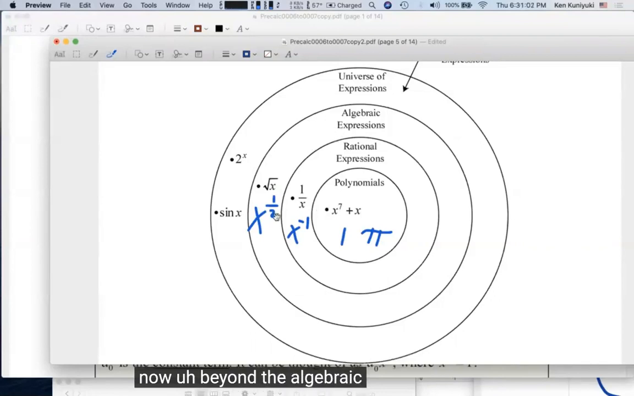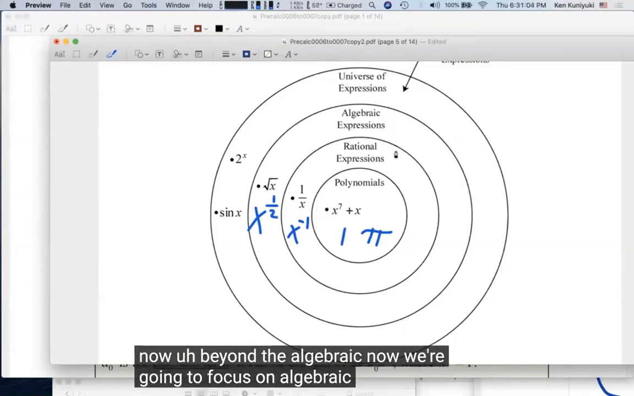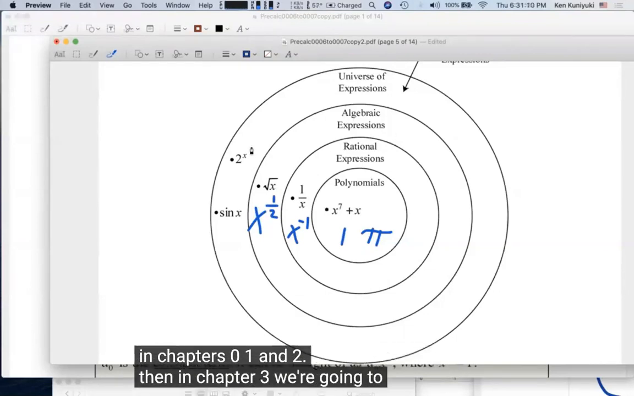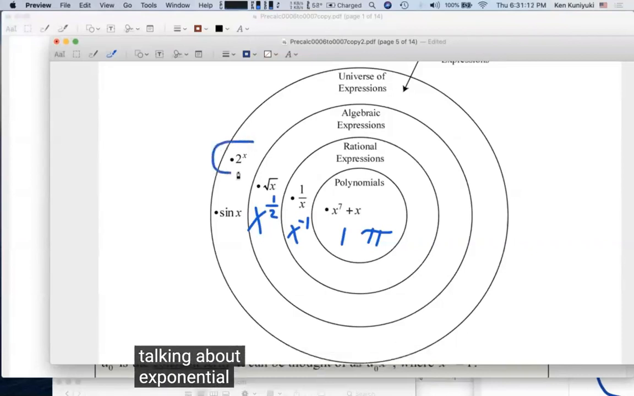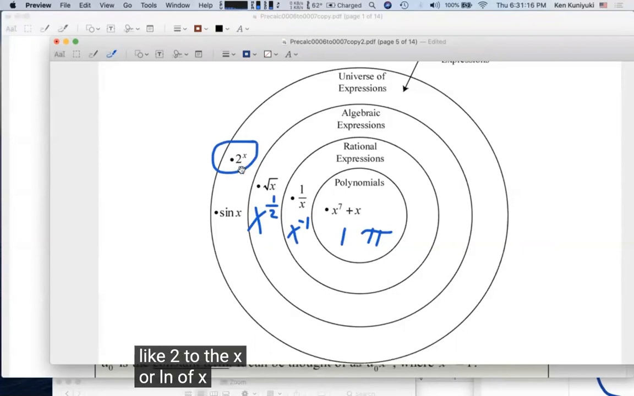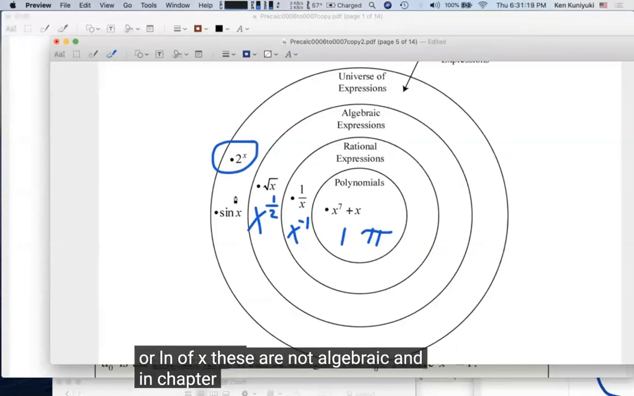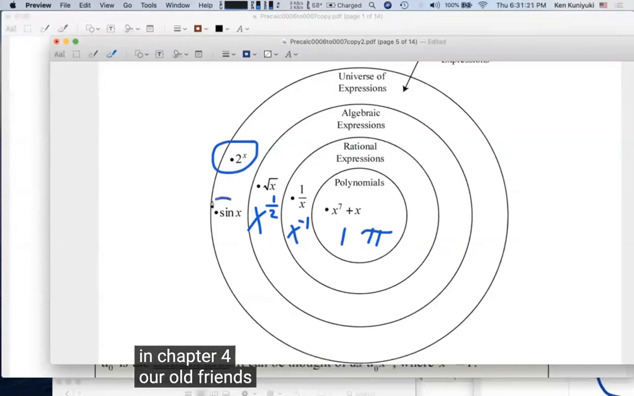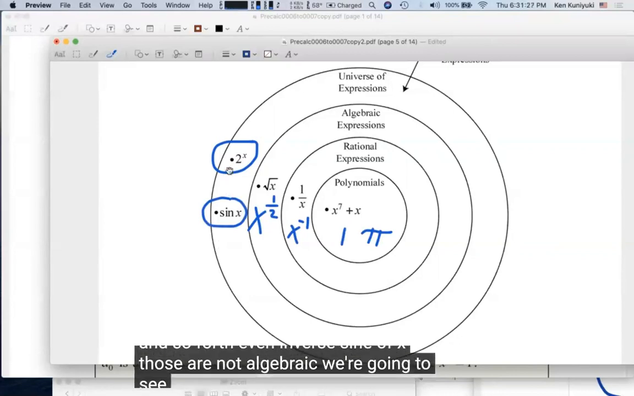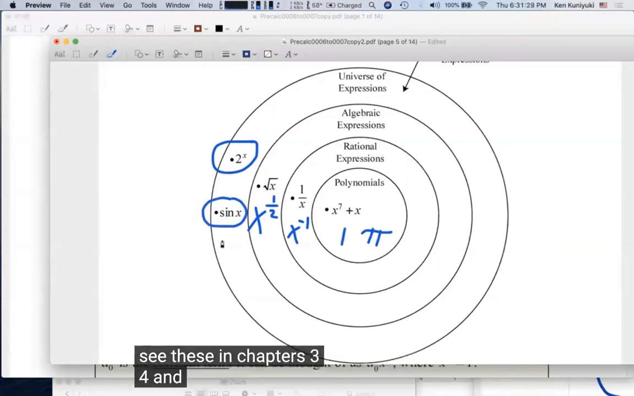Now, we're going to focus on algebraic expressions in chapters 0, 1, and 2. Then in chapter 3, we're going to start talking about exponential and logarithmic expressions, like 2 to the x, or ln of x. These are not algebraic. And in chapter 4, our old friends, sine of x, cosine of x, and so forth, even inverse sine of x. Those are not algebraic. We're going to see these in chapters 3, 4, and beyond.